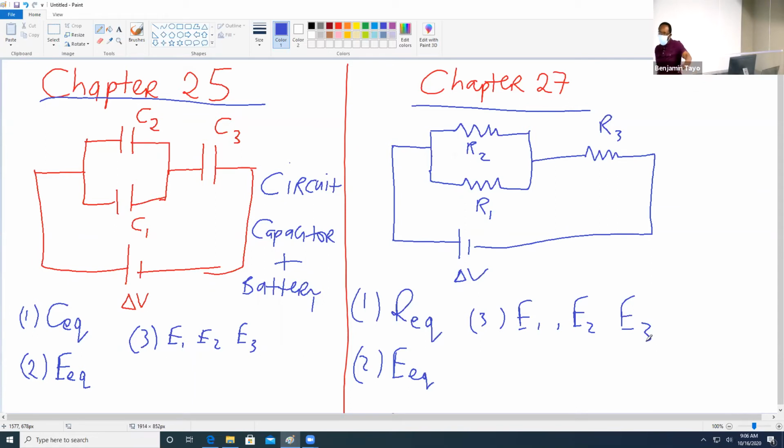So in chapter number 25, we're looking at a simple circuit that only has a battery and a capacitor. Now in chapter number 27, we're going to look at a circuit that has, again, this is my battery here. Then these would be my resistors.